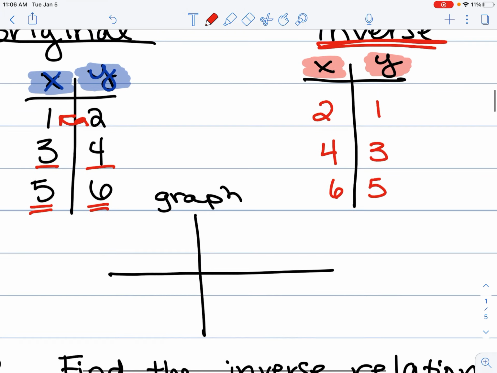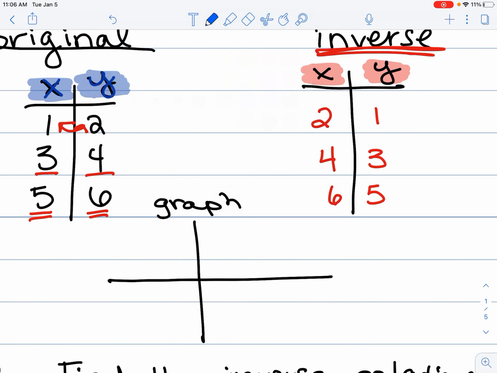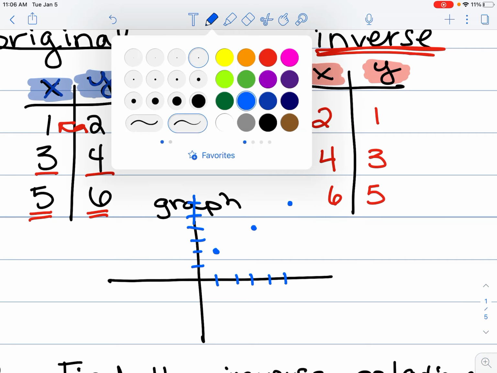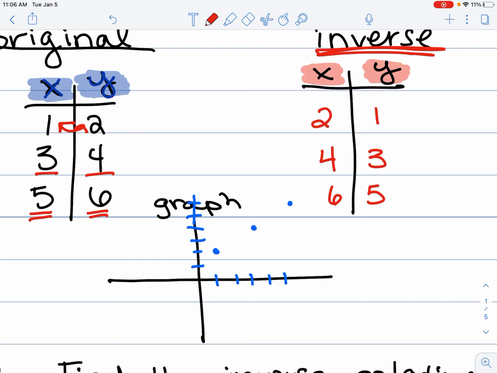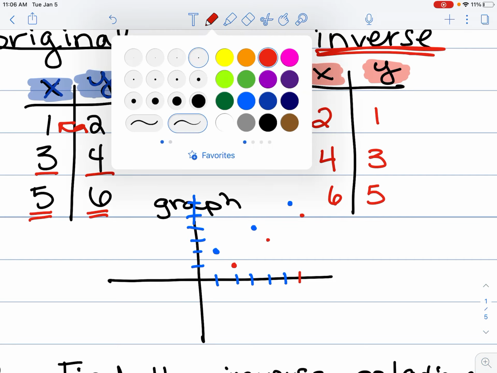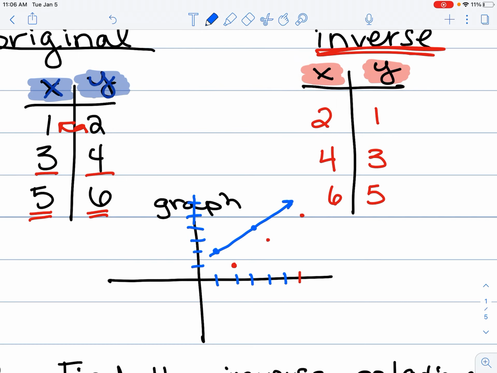So if I were to graph these and compare them, I know that my original, I'm going to put that in blue, was at 1, 2, 3, 4, and 5, 6. Whereas if I were to graph it the other way, we'd go 2, 1, 4, 3, and 6, 5. Do you see how they're slightly different if I were to compare them, right?